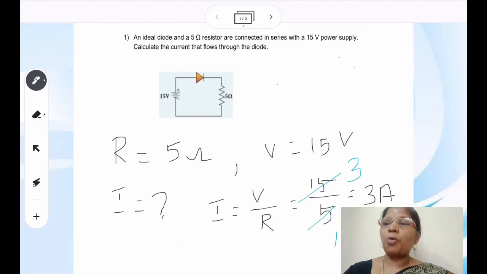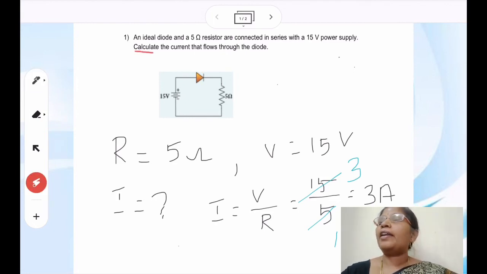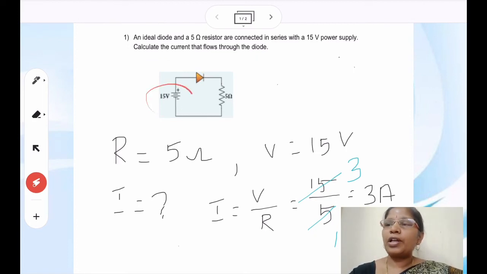Now, we will see a small problem. An ideal diode is connected with a 5 ohm resistor. The resistance value is equal to 5 ohm, connected in series with a 15 volt power supply. Calculate the value of current. You see the diagram? The voltage value is equal to 15 volt. This is a diode and the resistance is represented by capital R, which is equal to 5 ohm. The voltage value is equal to 15 volt.